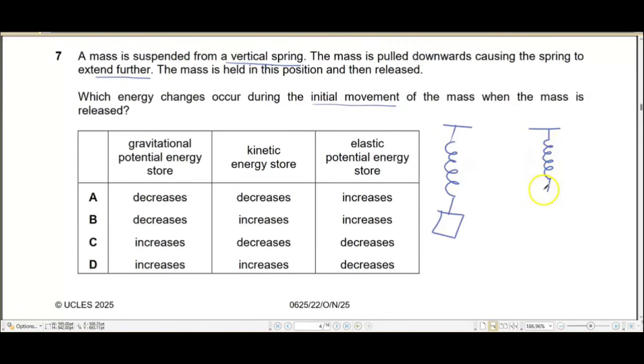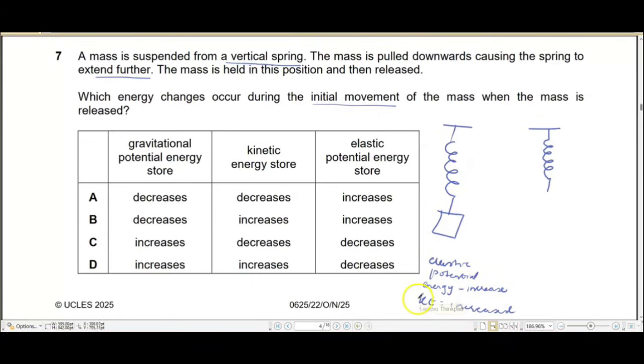after that? So obviously firstly when the mass would have been suspended, the spring would have been extended. So it means that elastic potential energy would have increased. And since it was having some sort of movement, the kinetic energy would have increased as well.